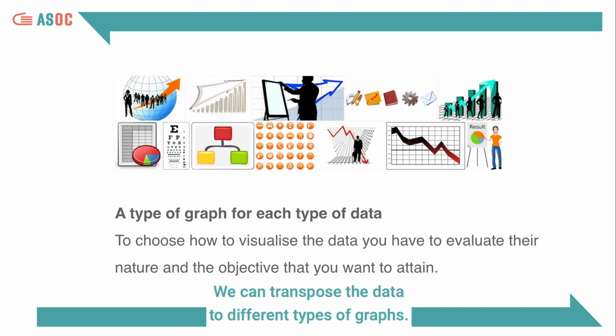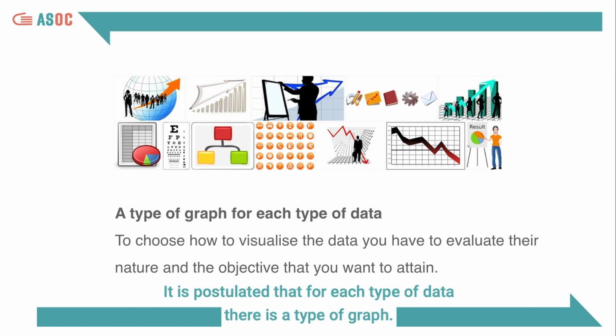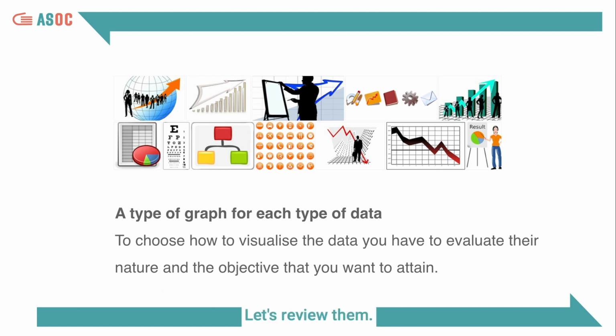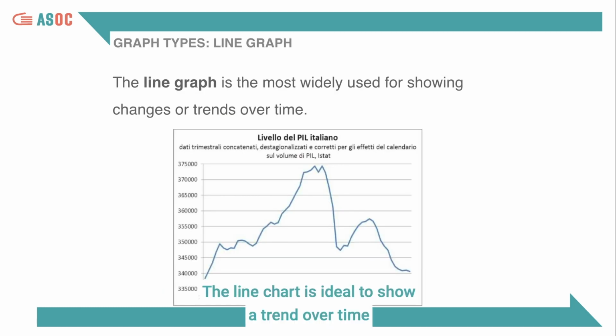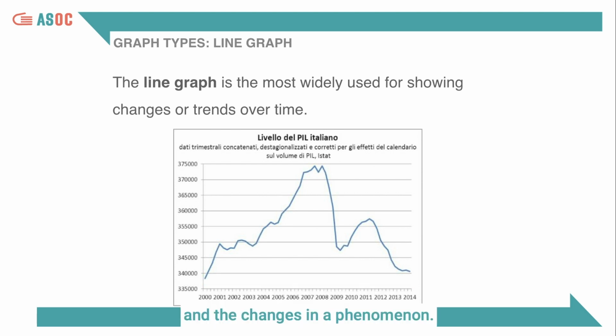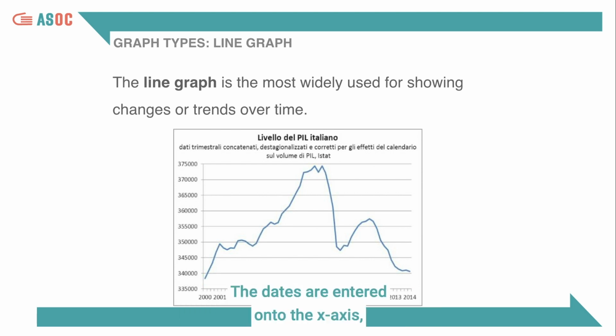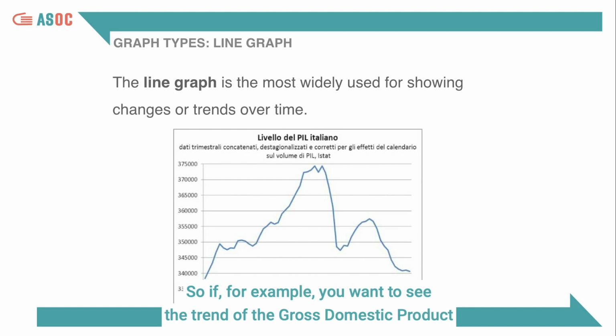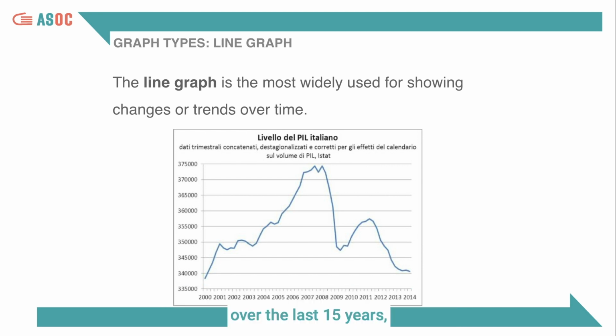We can transpose the data into different types of graphs. It is postulated that for each type of data, there is a type of graph. Let's review them. The line chart is ideal to show a trend over time and the changes in a phenomenon. The dates are entered onto the x-axis and the quantities onto the y-axis. So if, for example, you want to see the trend of the gross domestic product over the last 15 years, you would make a line chart.